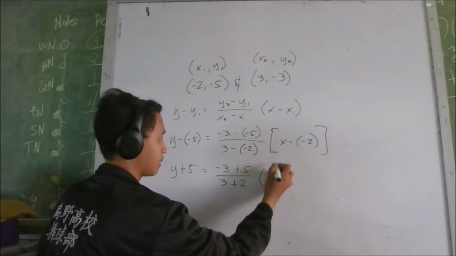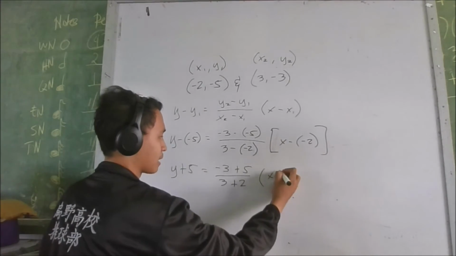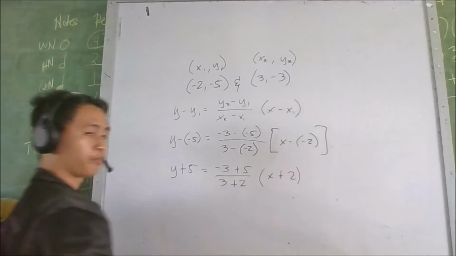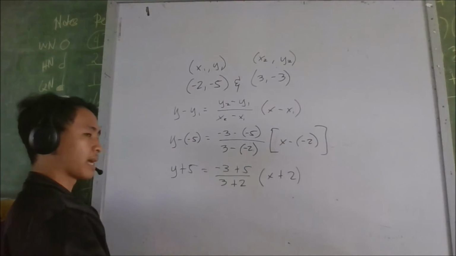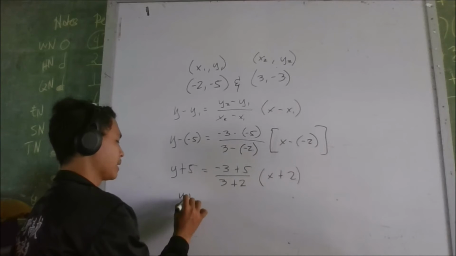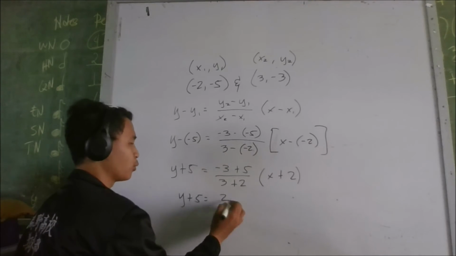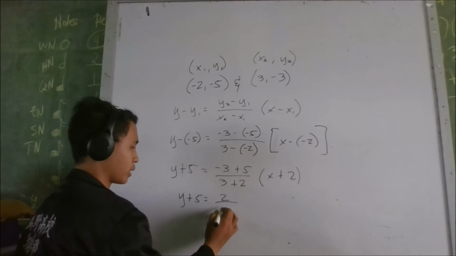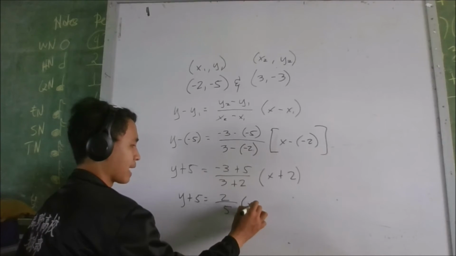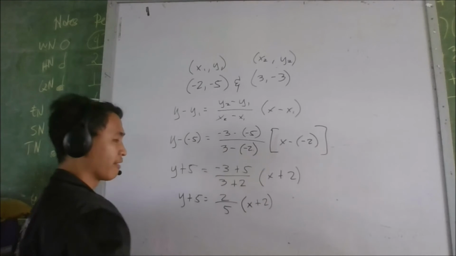That is multiplied by x. Negative negative is positive 2. Right? So now we can directly solve it na. Y plus 5 equals negative 3 plus 5 is positive 2, over 3 plus 2 is 5 multiplied by x plus 2. Now we have a fraction.